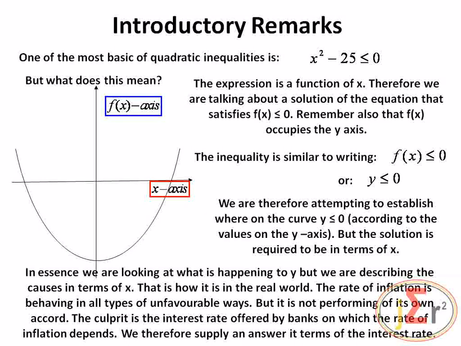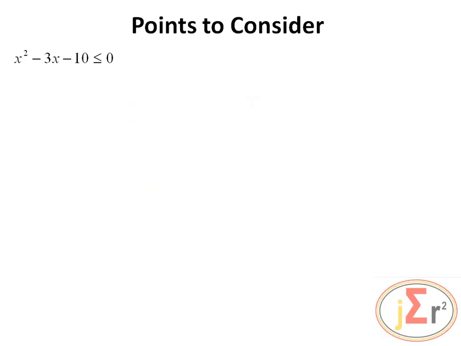That is how it is in the real world. The rate of inflation is behaving in all types of unfavorable ways, but it is not performing of its own accord. The culprit is the interest rate offered by banks, on which the rate of inflation depends. We therefore supply an answer in terms of the interest rate. So, we are trying to figure out what is happening to y or f(x), but we are supplying an answer in terms of x.